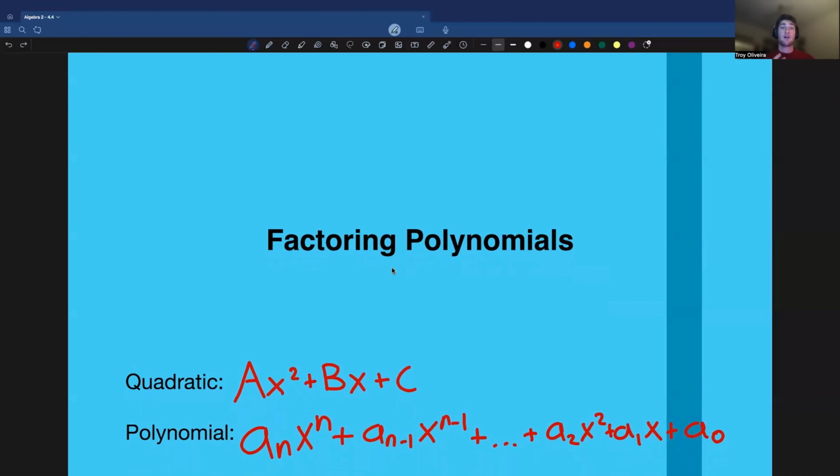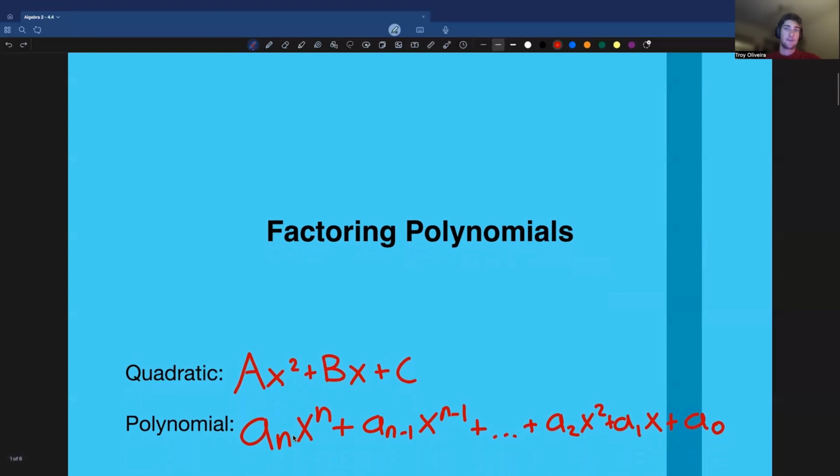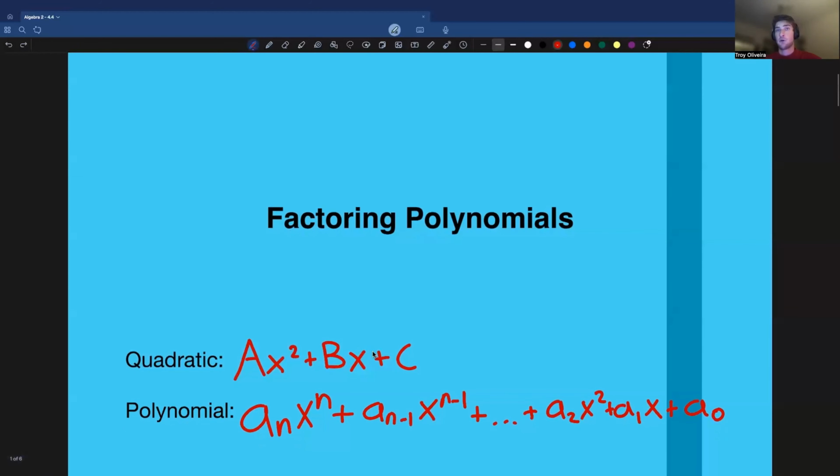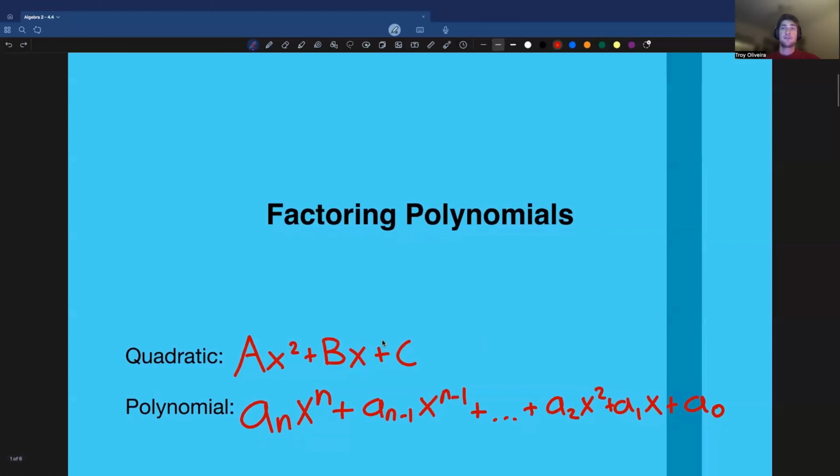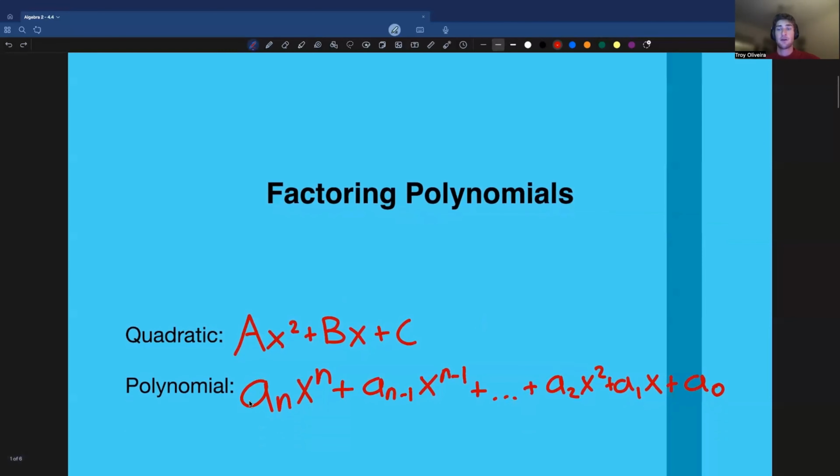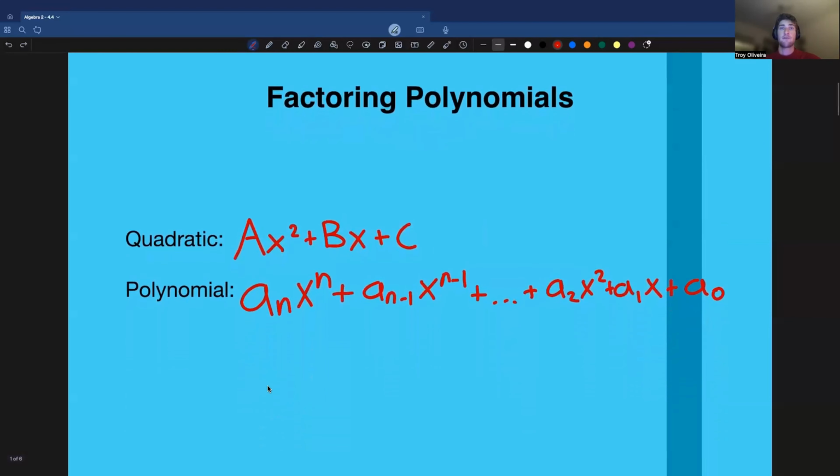So polynomials can have any number of terms and they can have as high of a degree as they want. That means now we have to develop new techniques to factor these polynomials, and we'll talk about four of those techniques today. However, we can't forget how to factor quadratics as well, because that will most definitely show up in certain steps of factoring polynomials. Okay, so let's get started with the first technique.